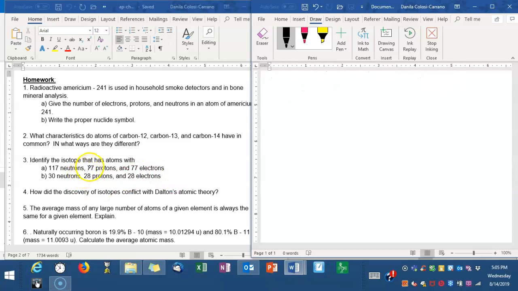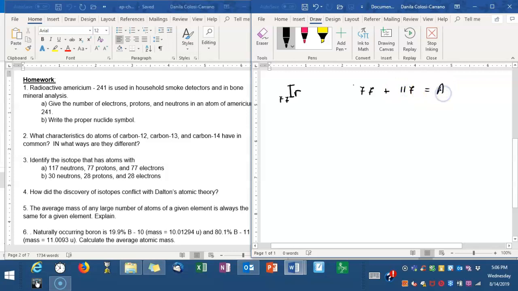Identify the isotope that has atoms with 117 neutrons. Okay, that doesn't mean much by itself. 77 protons, bam, right there. So which one is the 77 protons? It has to be iridium, because you read it in the periodic table. Protons are 77. The mass we don't know yet, because 77 are the protons and 117 are the neutrons.